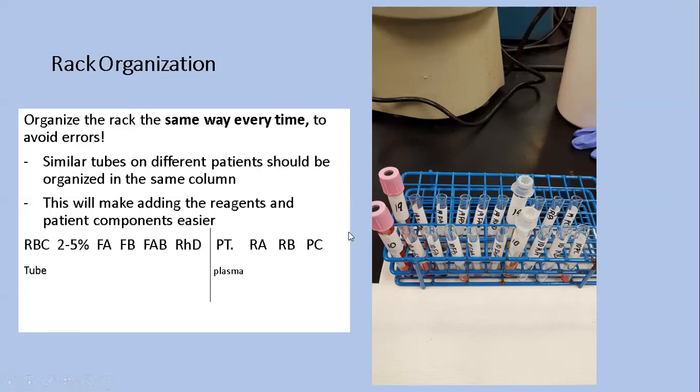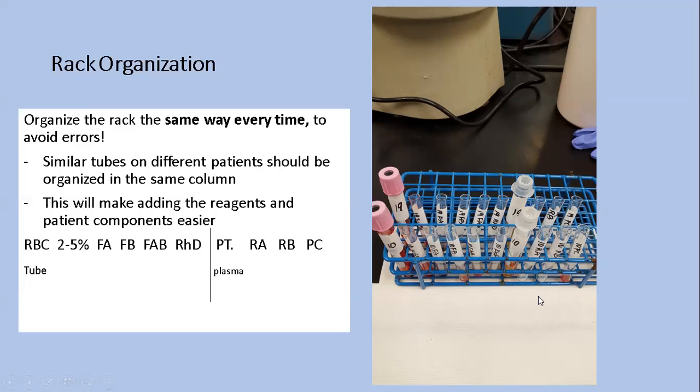Okay, let me just review this one more time. For the forward tubes: 1 drop of anti-A, 1 drop of anti-B, 1 drop of anti-AB, 1 drop of anti-D, 2 drops of patient 10's plasma in each one of these, 2 drops of patient 19's plasma in each one of these. Then we move on to our cell source. Patient 10, 3 to 5%, 1 drop, 1 drop, 1 drop, 1 drop. Patient 19, 1 drop of the 3 to 5% for that patient into each one of these.